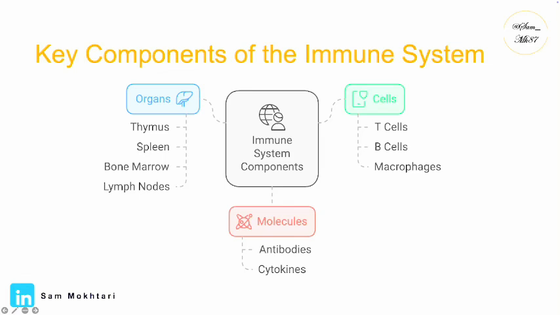We also have molecules within the immune system, which are more like the weapons and communication lines. We have antibodies, which function like guided missiles, locking onto a specific pathogen with incredible accuracy to neutralize them. And we also have cytokines, which serve as the communication network, transmitting critical messages between units and ensuring that the immune response is well coordinated and effective.